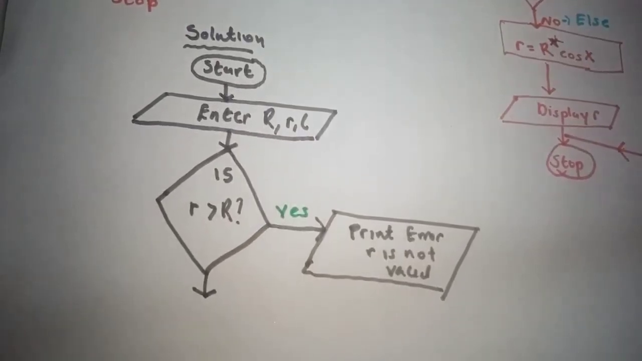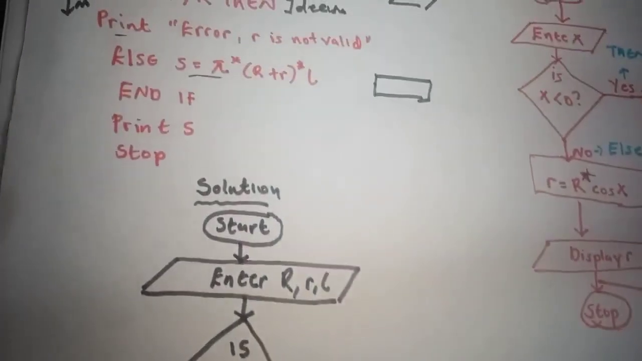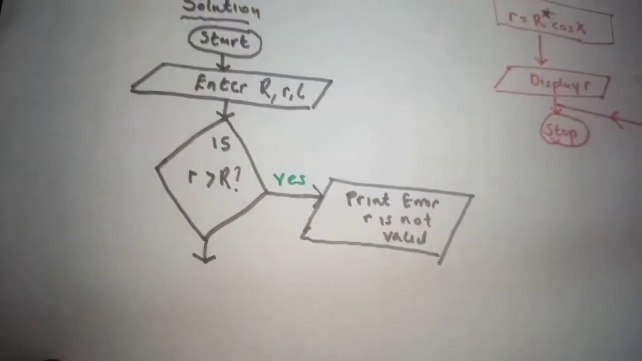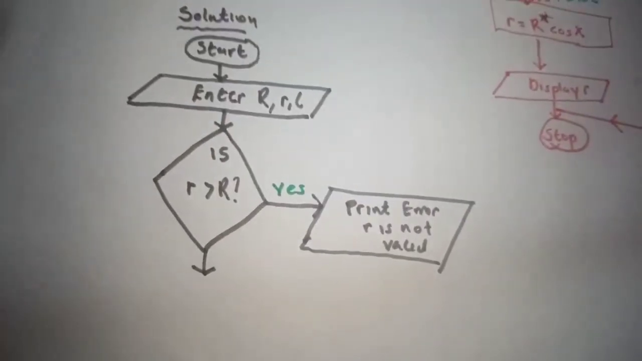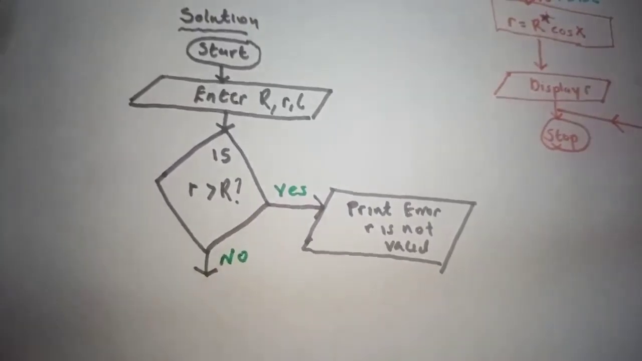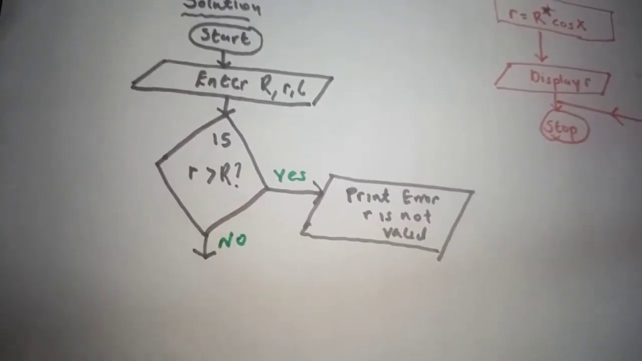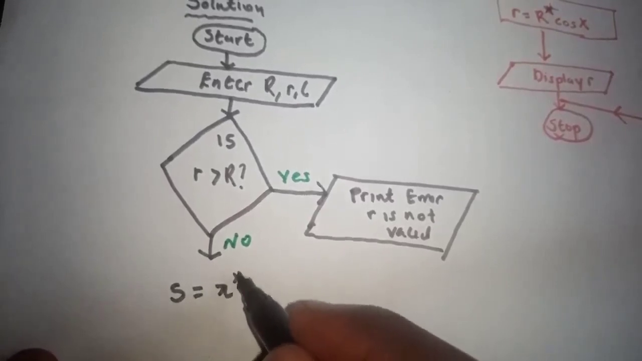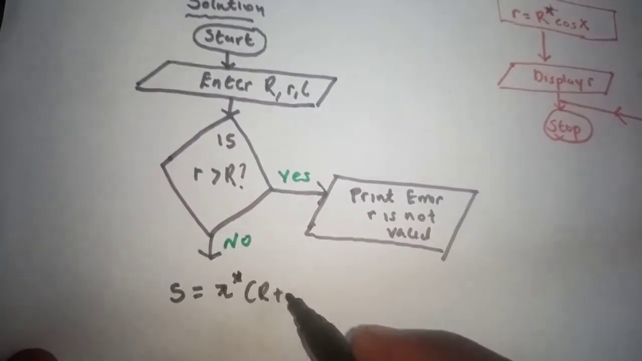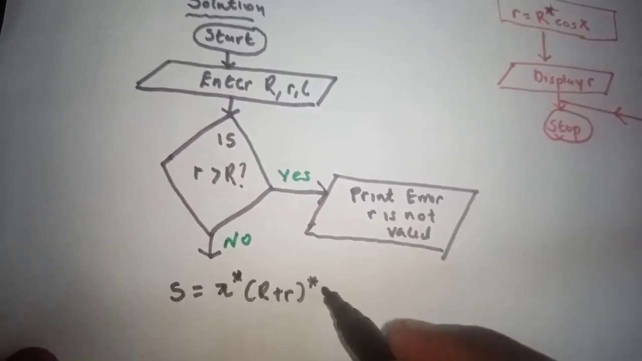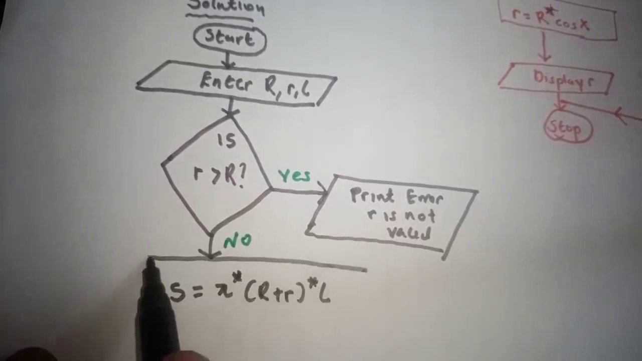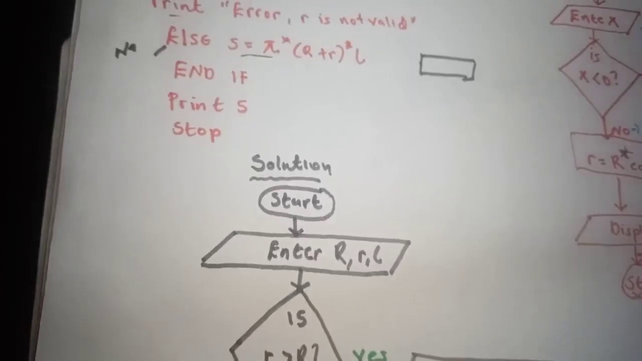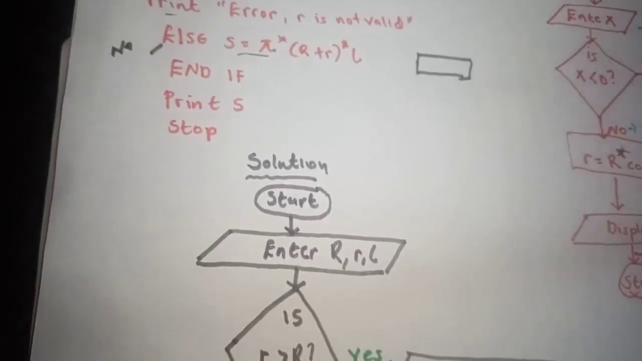We are almost there. So we go to else. Else changes to no. Else just changes to no. So this will be no. Then you write the formula. The formula is S is equal to pi star R plus R star L. Here it takes the rectangle. Then here we have end if. Print S.